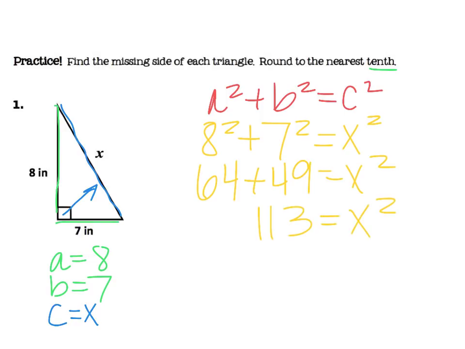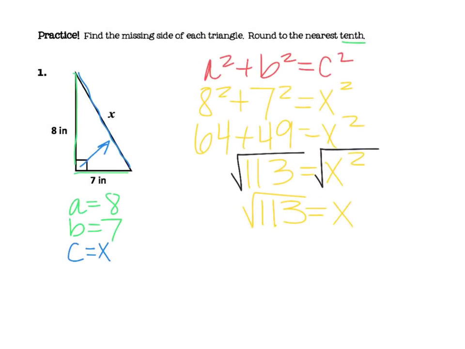Now, to get rid of the squared, because we want to get X by itself, what we want to do is take the square root of both sides, because the opposite of squaring something is square root. So in order to do inverse operations and eliminate the squared, we take the square root of both sides. On the right, we're just left with X, because anytime we're taking the square root of something squared, the squared and the square root go away. So we're left with X on this side, and we know that X equals the square root of 113.